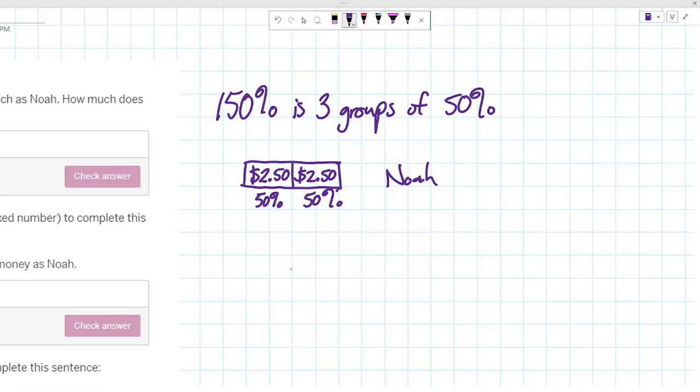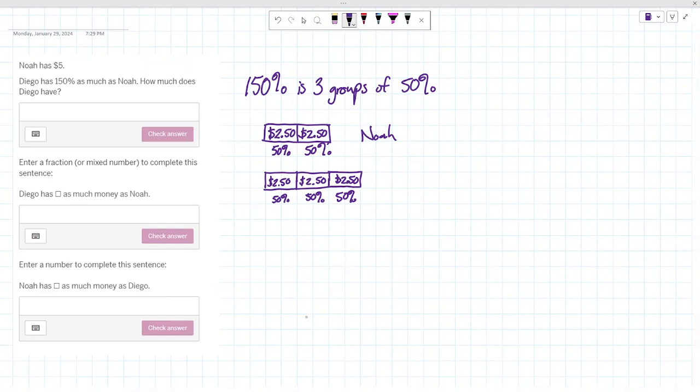And Diego has 3 of these groups. So Diego has 1, 2, 3 of these groups. So how much money does Diego have? Well, he has Noah's $5. That's right here in these first 2 groups. And then he has an extra $2.50. So Diego total has $7.50. We can see that from the tape diagram.